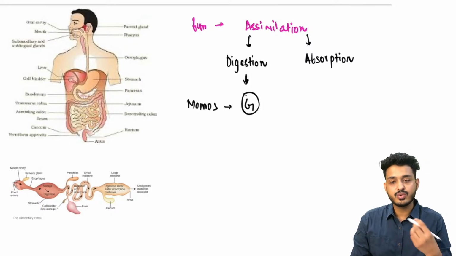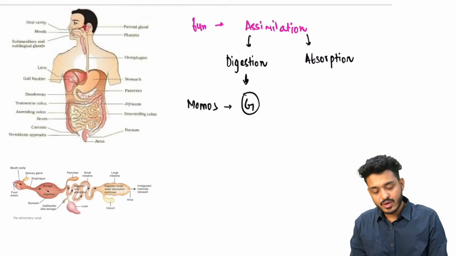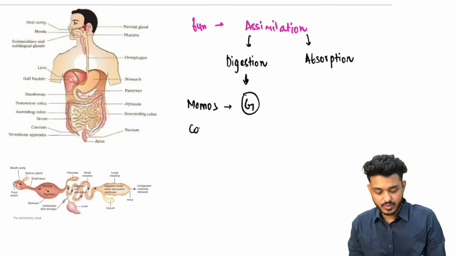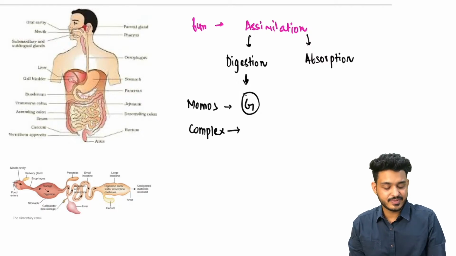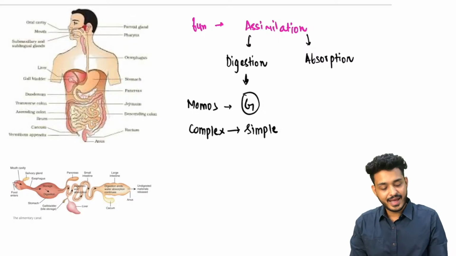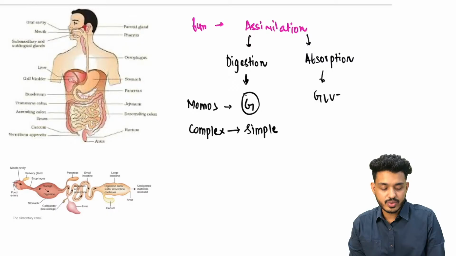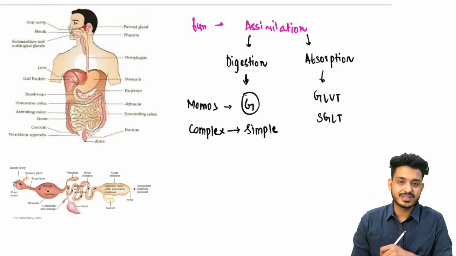Digestion will be having two things. The function of digestion is what? To break down complex carbohydrate into simple substances. So what is the basic function of this GIT? Complex substances will be converted into simple absorbable forms, right? And then you will be having the absorption. We are having blood transporter for glucose, we are having SGLT for glucose, right? This is what we are going to discuss over here, right?